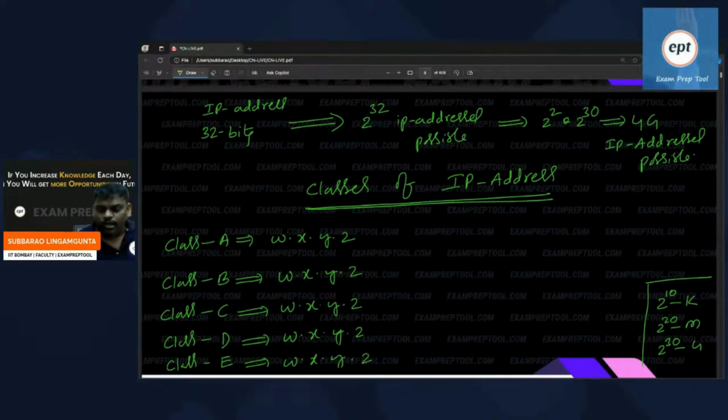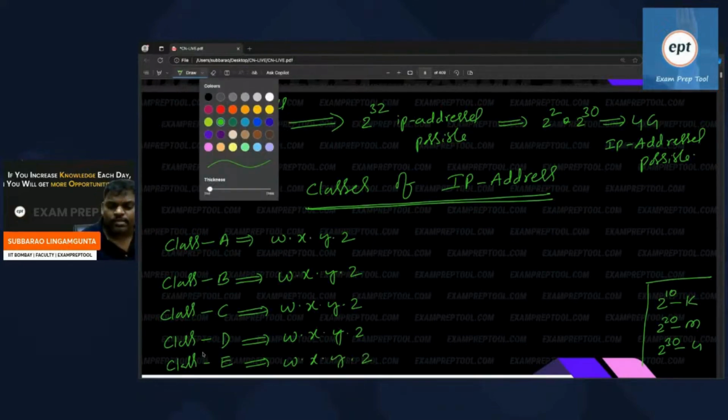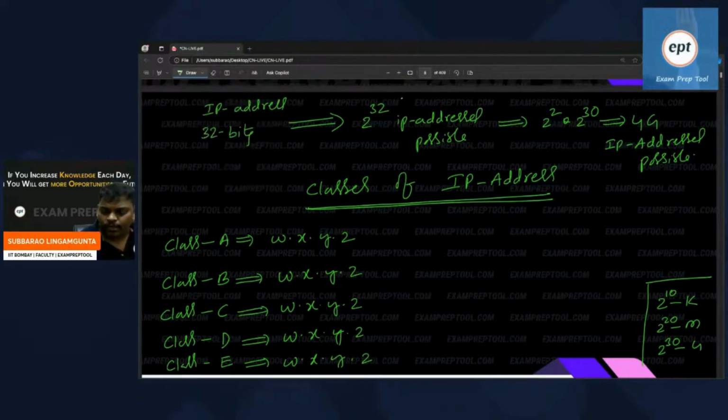Now, I want an answer from you. In the first octet, how many bits are there? If I want to know where this phone call is coming from, I have to see the prefix. I do not need to see everything, just only the prefix. By seeing the prefix, I can easily say which class it belongs to.